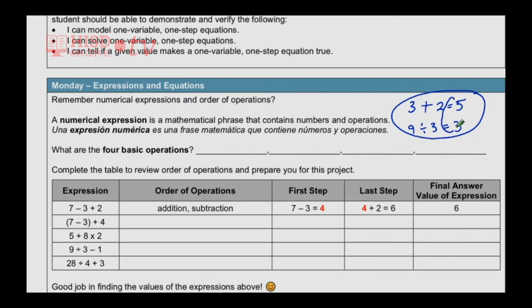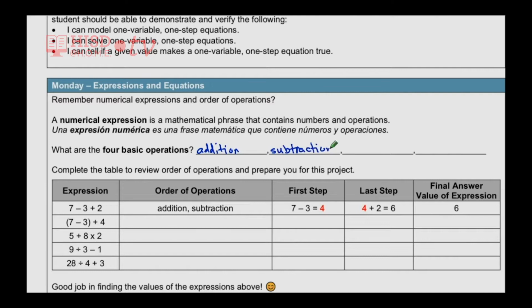All right, so let's start with the four basic operations. The four basic operations would be addition, subtraction, multiplication, and division. We went over the four basic operations. We'll begin by completing this table. The thing you want to remember with order of operations is it's exactly what it says. What time do I perform which operation?